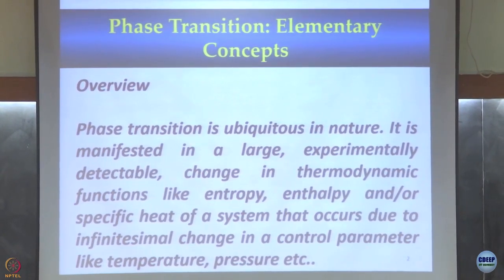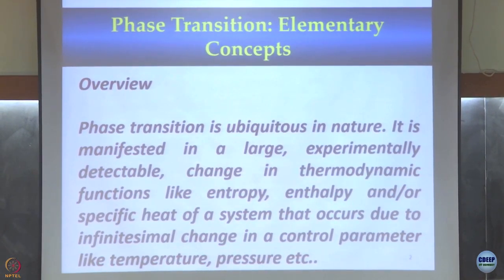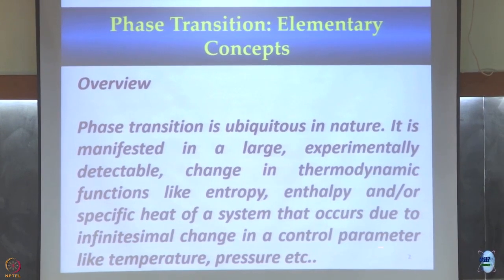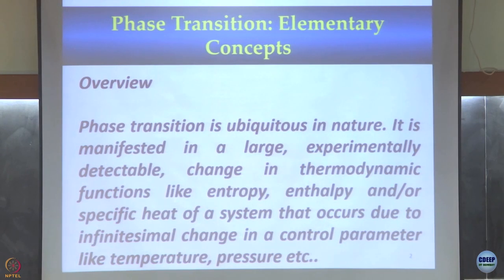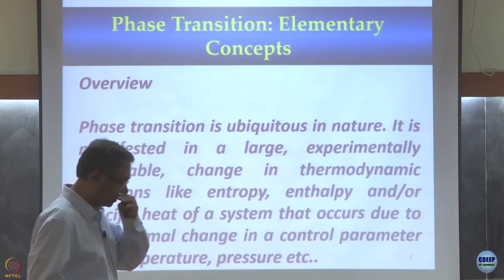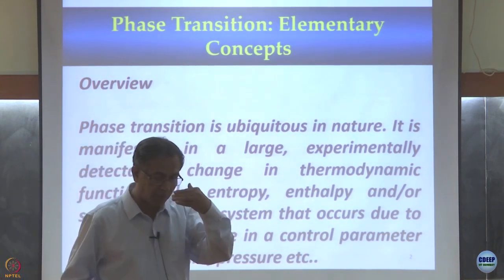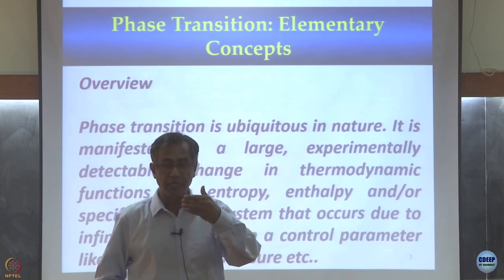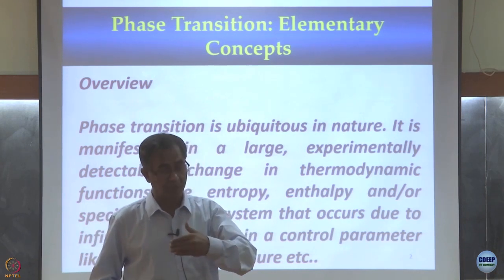It is ubiquitous in nature, it is manifested in a large number of systems. The main thing is that there is an infinitesimal change in a control parameter like temperature, pressure, or which will be our outer parameter. I'll talk about it later. Infinitesimal change leads to a macroscopic change or thermodynamic change. So remember the concept of derivative. You put the change of your dependent variable in the numerator and your independent variable in the denominator.